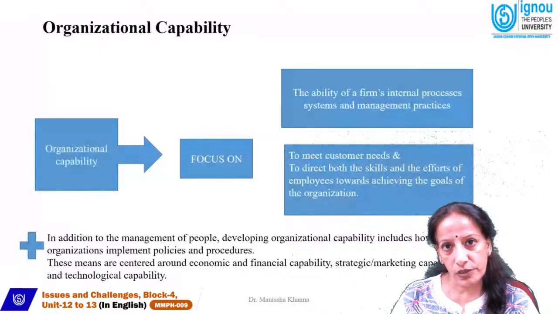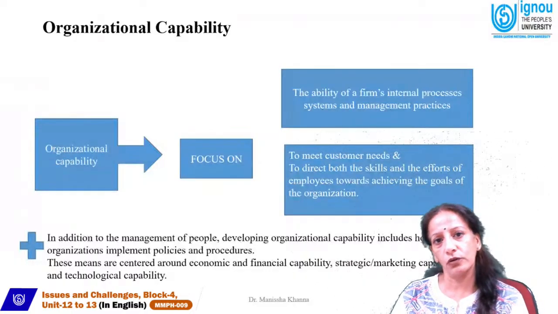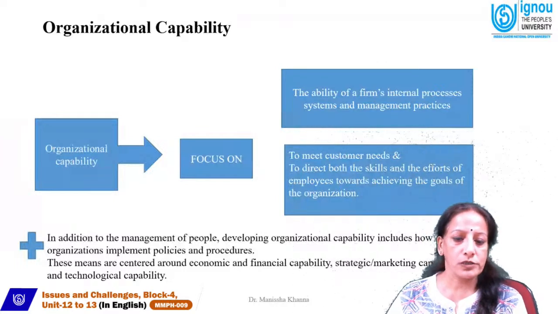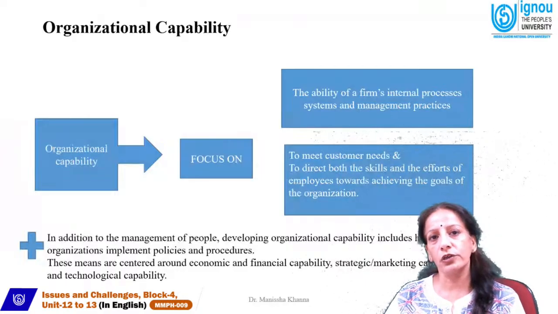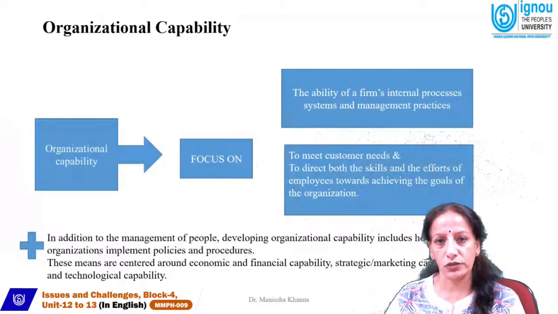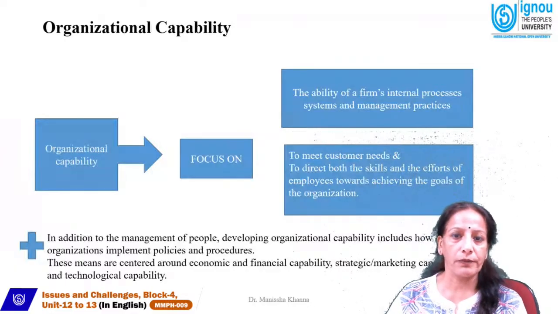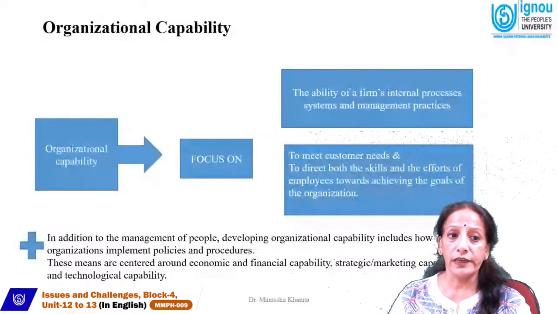And with their own personal growth in view, the management of people is developing the organizational capabilities, which includes how the organization implements policies and procedures and the best ways of implementation. These are centered around economic and financial capabilities, strategic and marketing capabilities, along with technological capabilities. So economic, strategic, marketing, financial, and technological capabilities combined make the organizational capability.